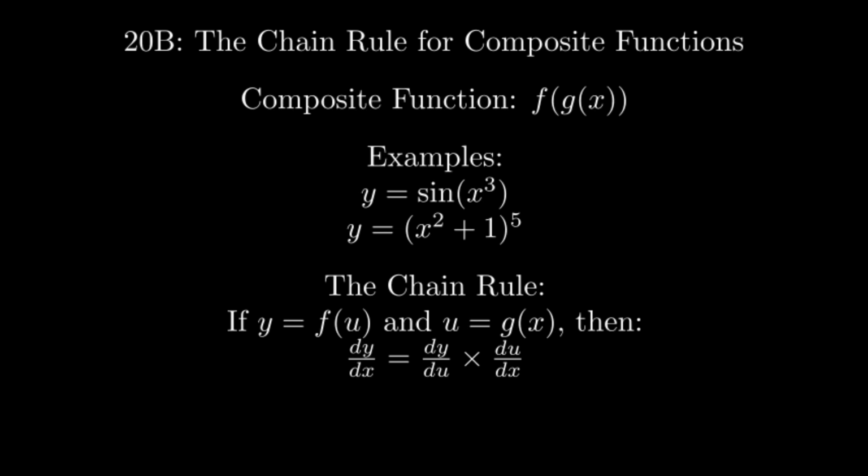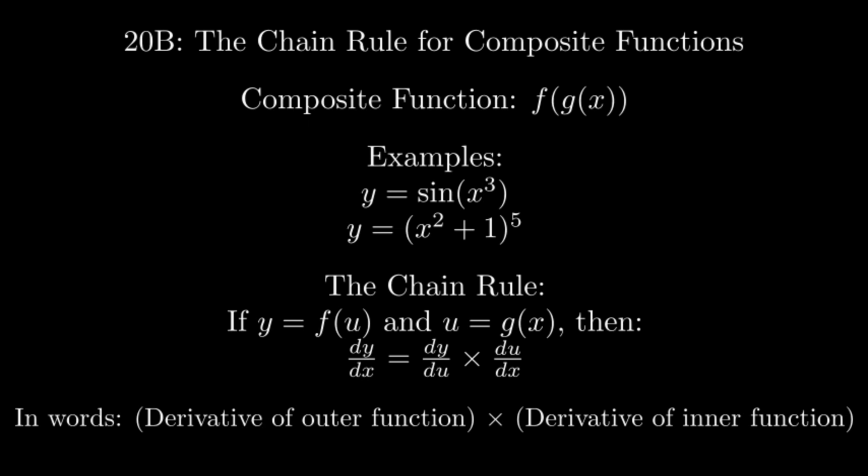To find the rate of change of the outer function with respect to x, you first find its rate of change with respect to its immediate input, u, and then you multiply by the rate of change of that input with respect to x. You're creating a "chain" of derivatives. A simpler way to remember it is, you take the derivative of the outer function, leaving the inner function alone, and then you multiply by the derivative of the inner function.